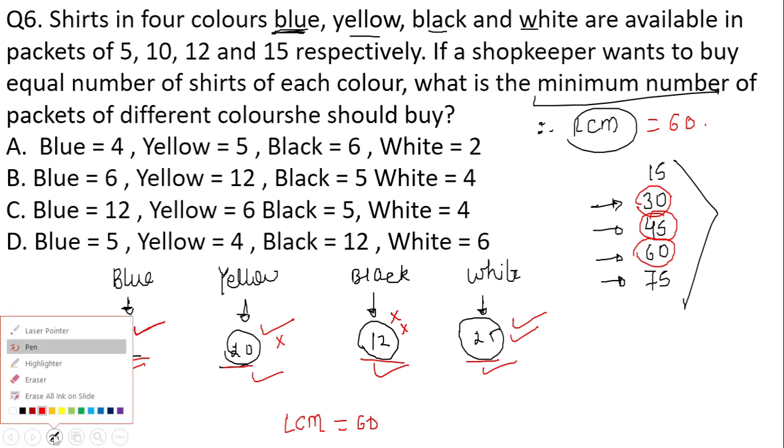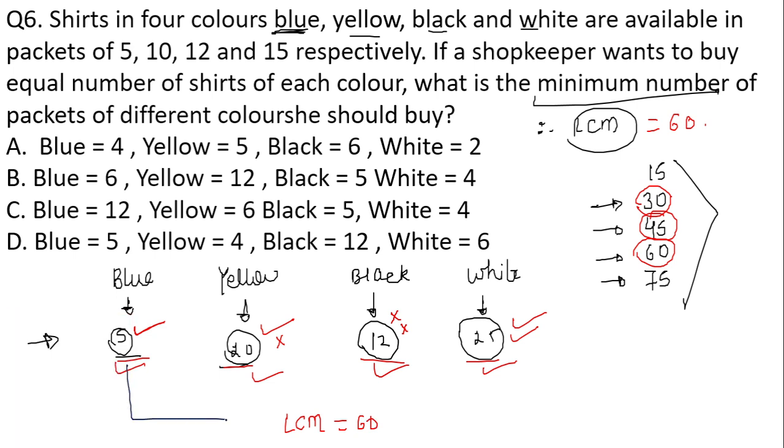So 5 into how much will be 60? 5 into 12 will be 60. 10 into 6 will give us 60. Similarly 12 into 5 will give me 60 and 15 fours will give me 60.